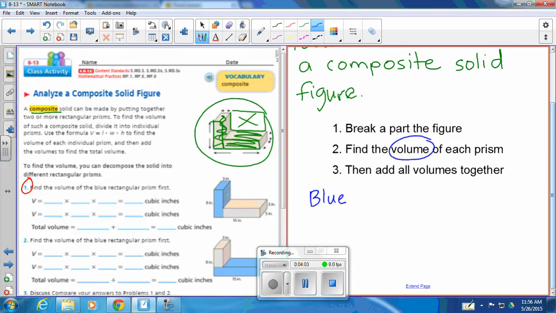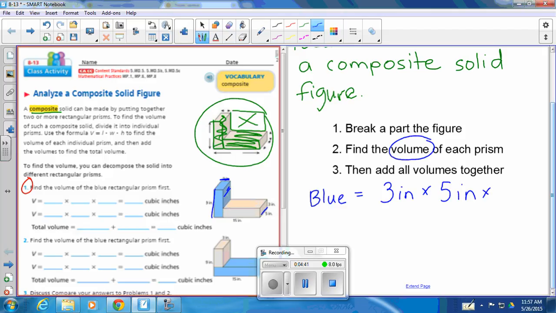Okay, so we're looking at the blue one first. What's the length of the blue one? Does it tell us? Yes, what is it? 3 inches. What's the width? Ooh, be careful. Is it labeled on the blue? No, but is it labeled on this one? And is that the same distance as this? Yes, so you have to be able to figure out, okay, this side's that, and that's the same as this side, so that means that. So 5 inches would be the width. What's the height? 9 inches, good.